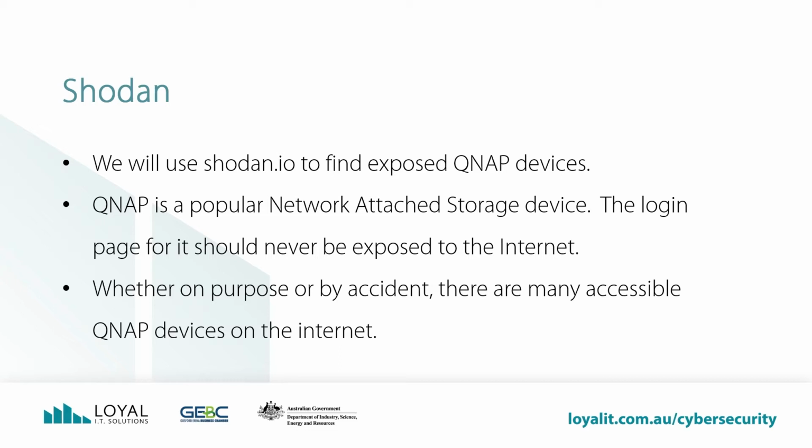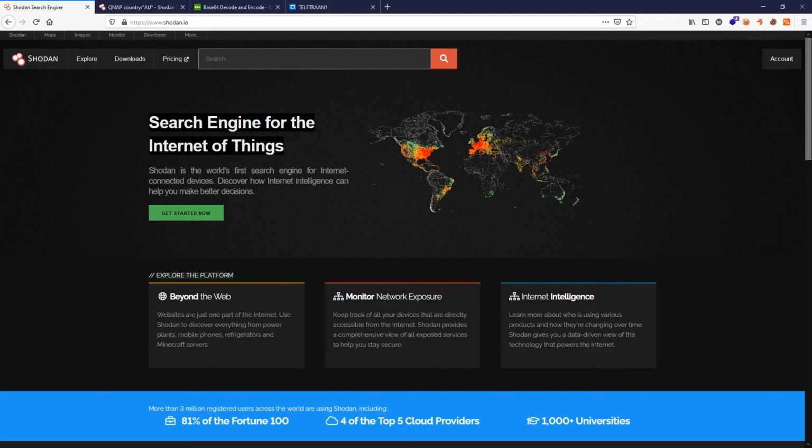Loyal IT Solutions uses these NAS devices, but we never expose the logon page to the internet. Whether on purpose or by accident, there are many accessible QNAP devices on the internet. Let's go to Showdown.io and see how this works. This is the Showdown website. As it says on the homepage, search engine for the Internet of Things. Showdown is the world's first search engine for internet-connected devices. Discover how internet intelligence can help you make better decisions. That's what we're here for.